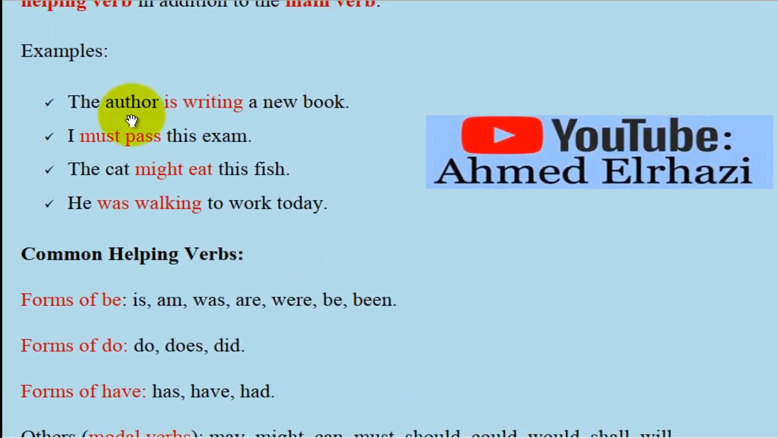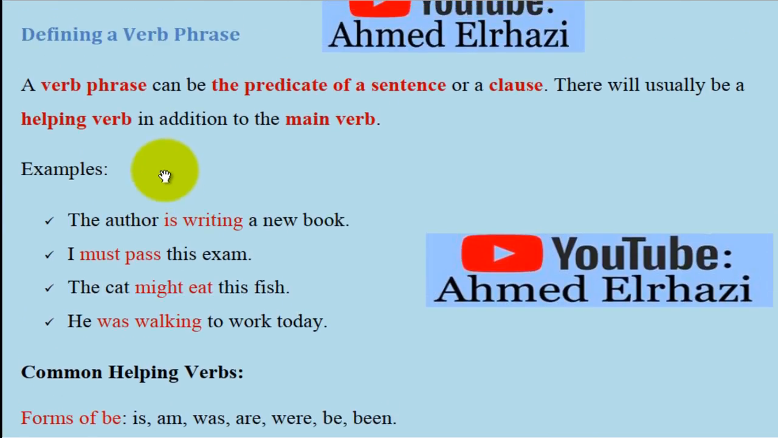Examples: the author is writing a new book. The author is writing a new book for us. Is writing a new book: is works as a helping verb, and writing is the verb. I must pass this exam. Pass is again the main verb, and must is a modal verb, considered also a helping verb. So must pass is the verb phrase, all of it. And must, we said, is a modal verb used as a helper.